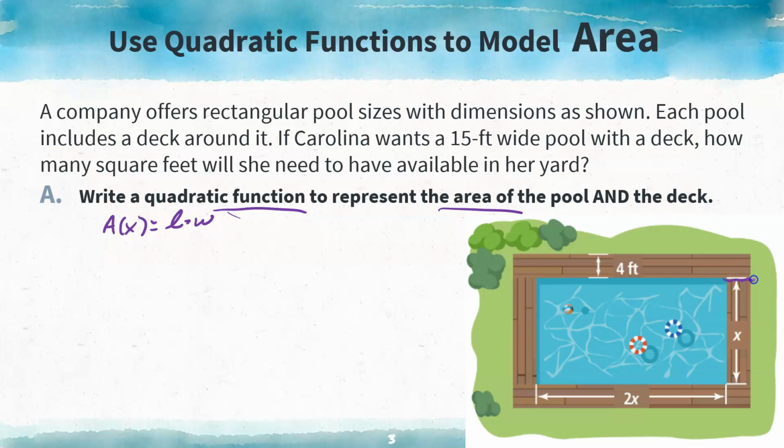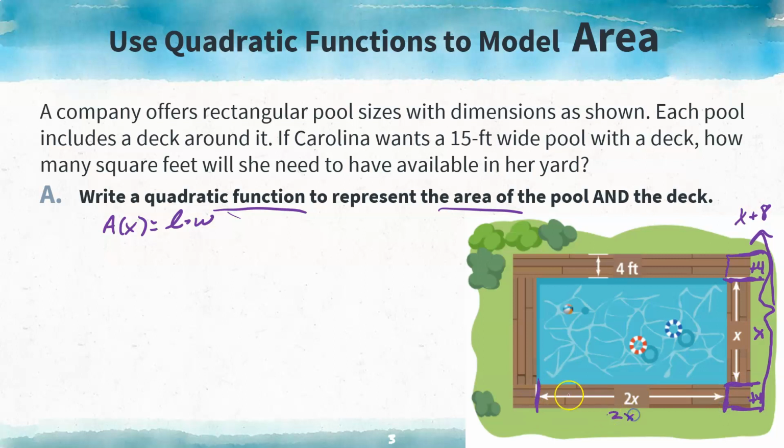What they tell me is that just the pool part we can see is x. But we have to account for the extra, this part that we want to add on the ends. Now it goes on both ends. We've done this before, but they're telling me the width of that deck is going to be 4 on each side. So for me to find this whole side length, it's actually x plus 8 because 4 plus 4.